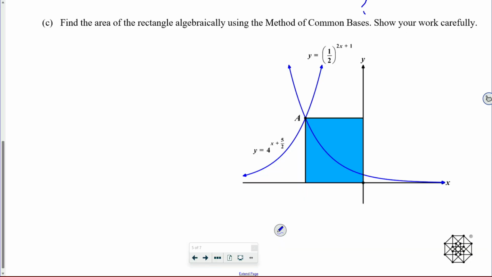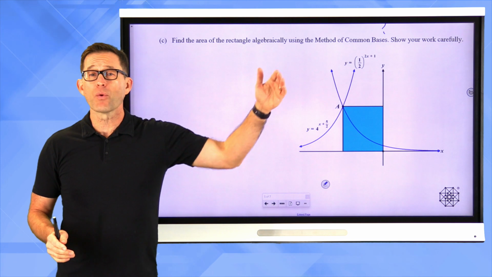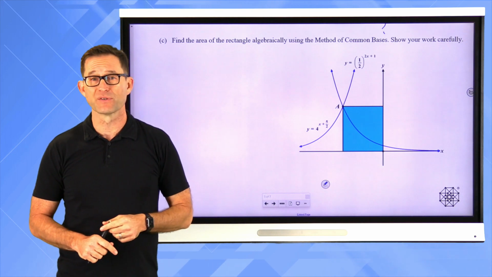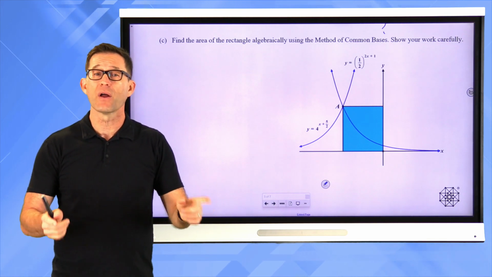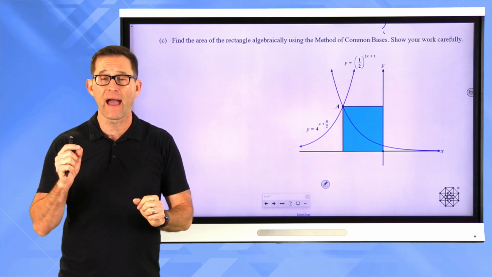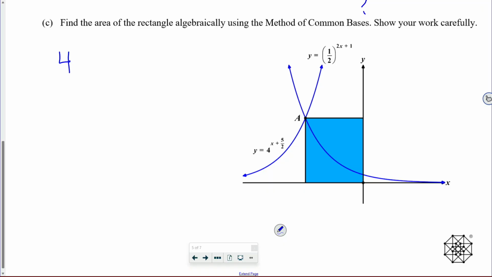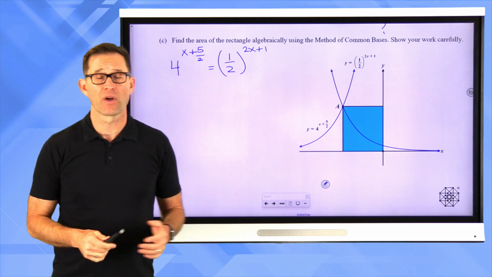Letter C. Find the area of the rectangle algebraically using the method of common bases. Show your work carefully. And as always, whenever we want to find the intersection of two curves, we want to set them equal to each other and solve the resulting equation. So let's do that together and then have you work on finding the actual area of the rectangle on your own. To begin, we want to set these two equations equal to each other. 4 to the x plus 5 halves equals 1/2 to the 2x plus 1. And we want to use the method of common bases.